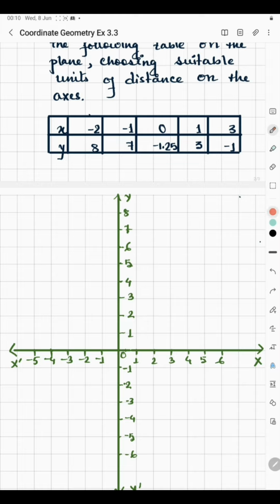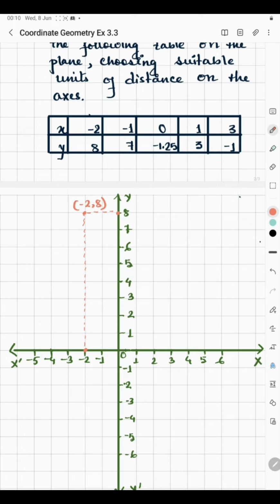So we will have to move on the x-axis at first. -2 means we'll go towards the left of origin. So here is -2. And 8 is the value of y. Since 8 is positive, we'll go up from the origin. So here is 8. Now if you draw a perpendicular line from 8 and -2, then both perpendiculars meet over here. This is -2, 8.